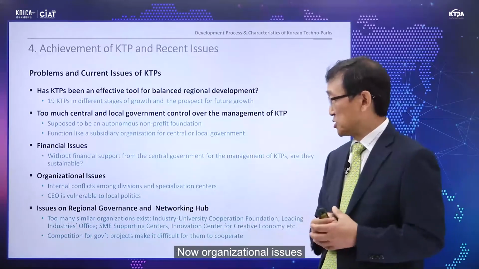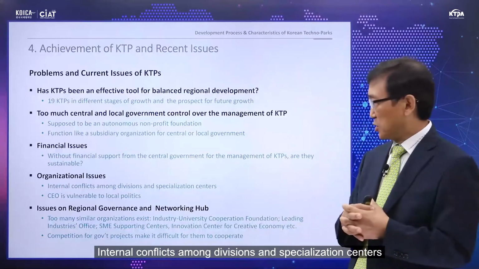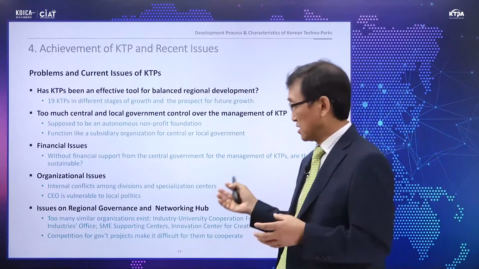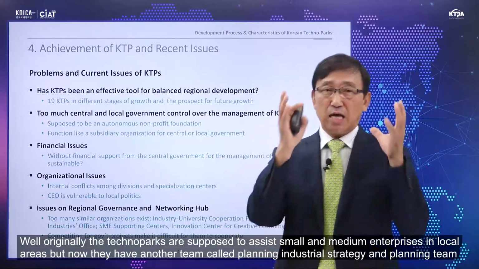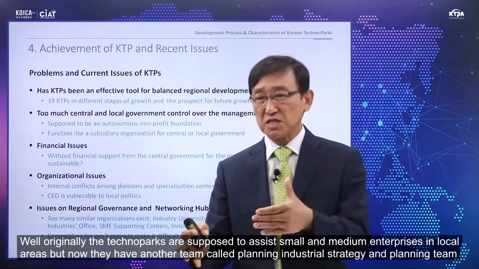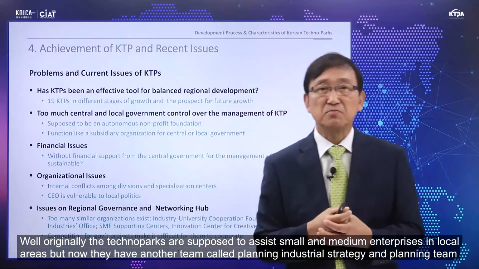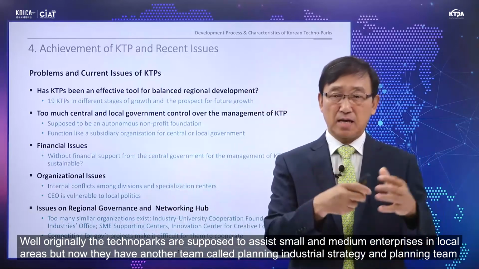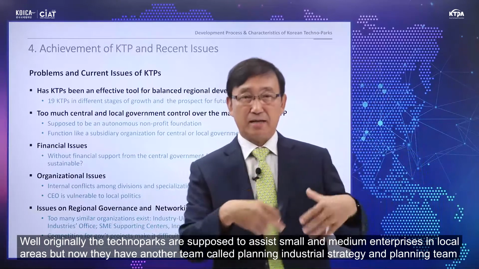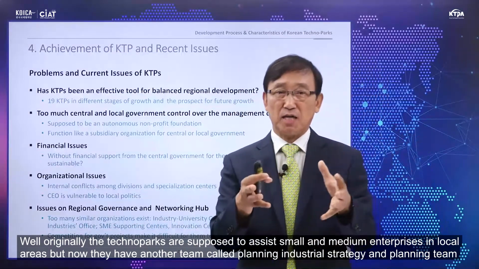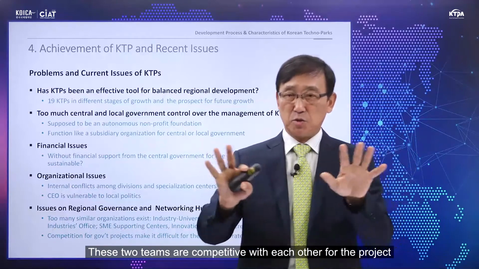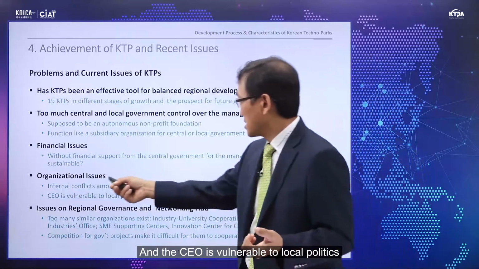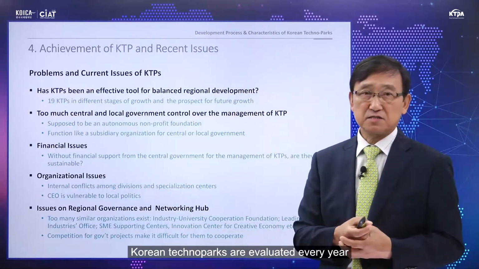Now, organizational issues. Internal conflicts among divisions and specialization centers. And there's another matter. Originally, the Technopark is supposed to assist small and medium enterprises in local areas. But now they have another team called the industrial strategy and planning team. These two teams are competing with each other for the project. And the CEO is vulnerable to local politics.